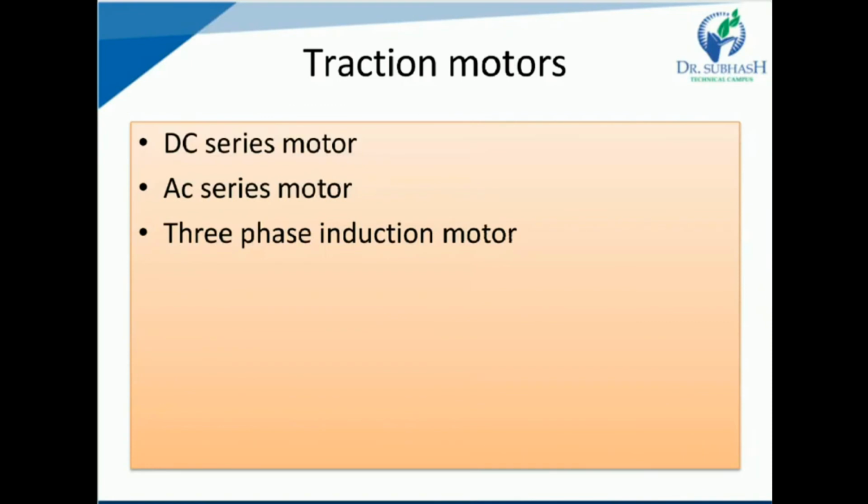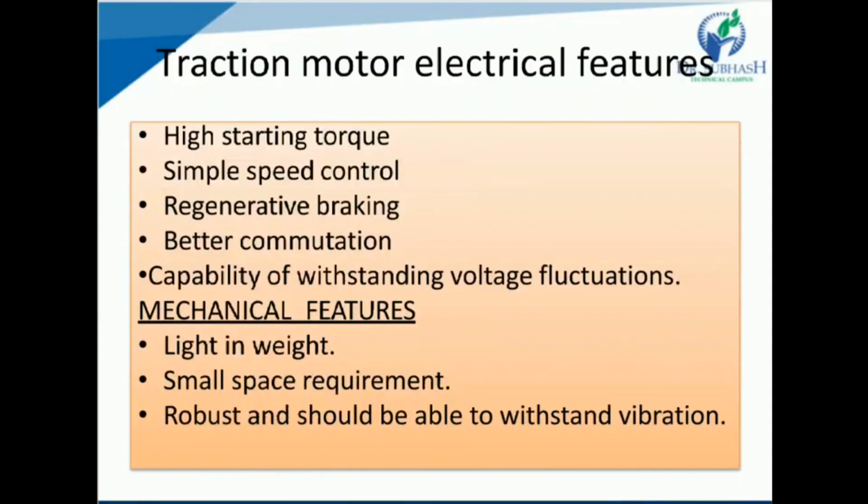Traction motors. Mainly three types of traction motors are used: DC series motor, AC series motor, and three-phase induction motor. The features of a traction motor are high starting torque, simple speed control, regenerative braking, better commutation, and capability of withstanding voltage fluctuations. These are the electrical features. The mechanical features are light weight, small space requirement, and the ability to withstand vibration. So this is the traction motor and its features.